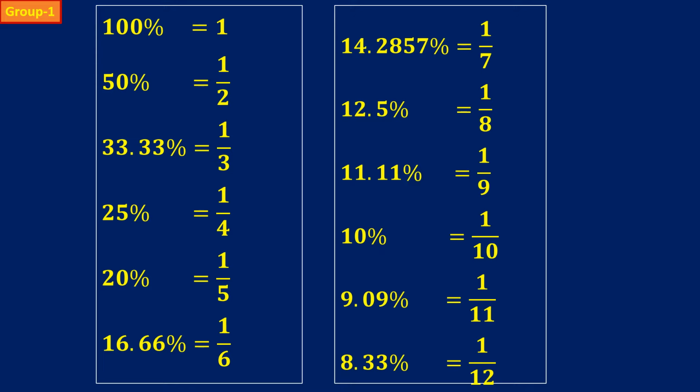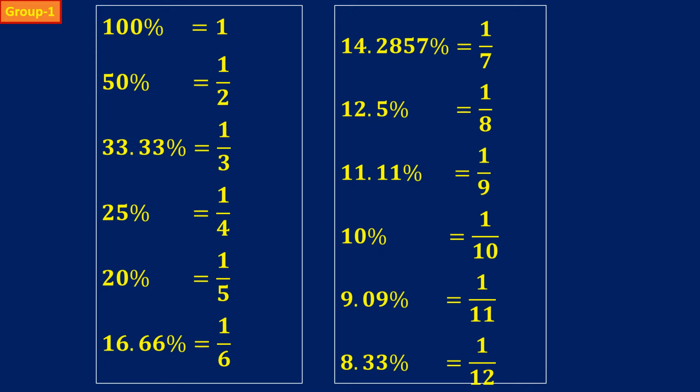In Group 1, 100% equals 1. We may claim that 100% of any number is the same as the number itself. In terms of a fraction, 50% is 1 divided by 2. 33.33% equals 1 by 3. 25% is 1 divided by 4. 20% is 1 divided by 5.